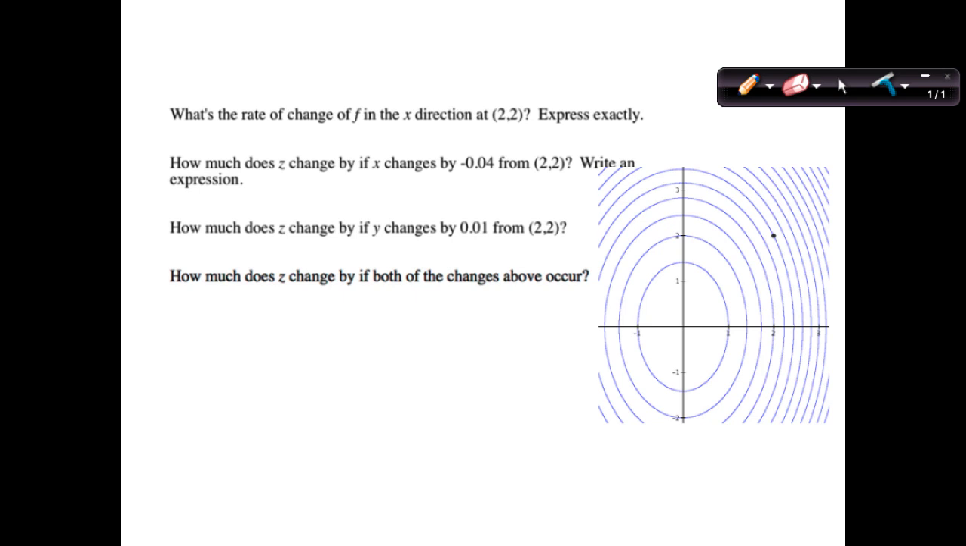So I'm showing you a contour plot. This is an XY plane, but it's representing a multivariable function. X and Y are independent variables, and these are constant Z values. So that's a representation of a multivariable real valued function. And I got this point 2, 2, and I've got 4 questions for you here. So I want you to work on these.